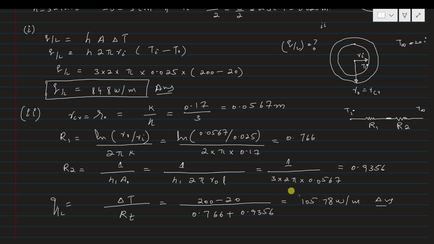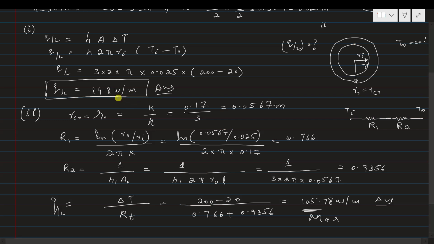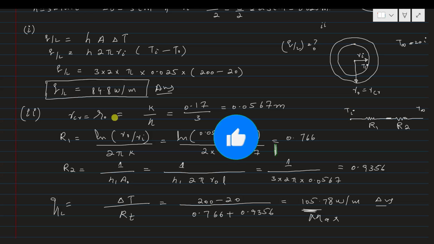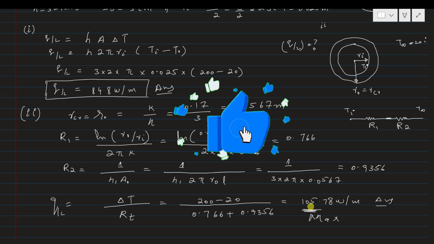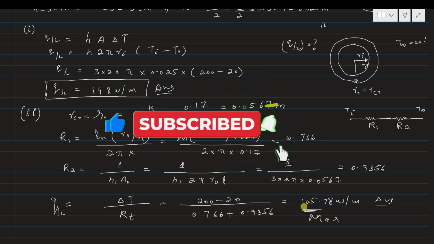If you look at this value, the heat loss per unit length from the pipe with insulation provided up to the critical radius is greater than when there is no insulation provided. So it is obvious that if you increase insulation on a pipe up to its critical radius, the maximum heat loss from the pipe will occur.